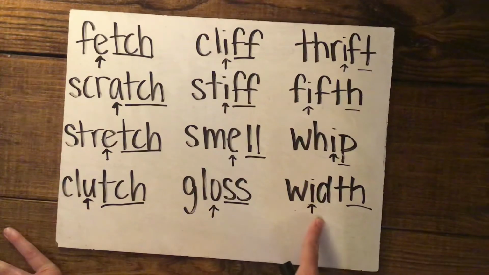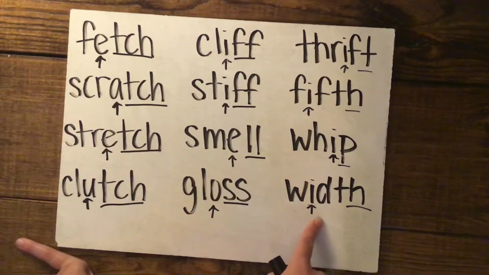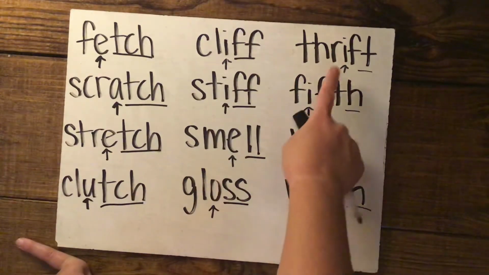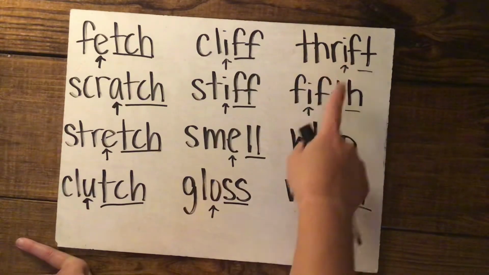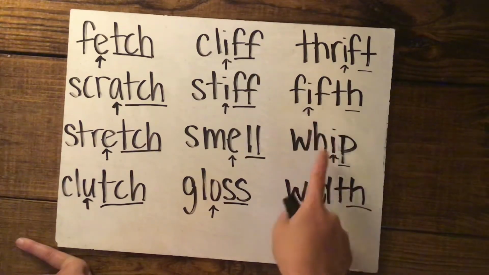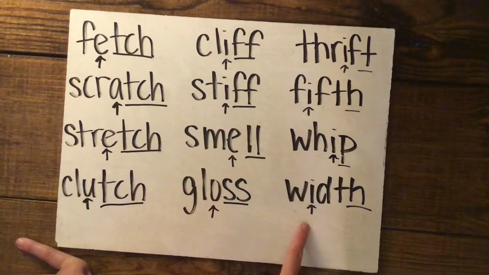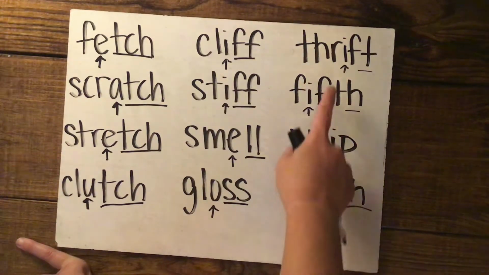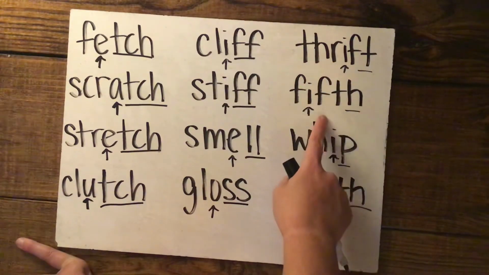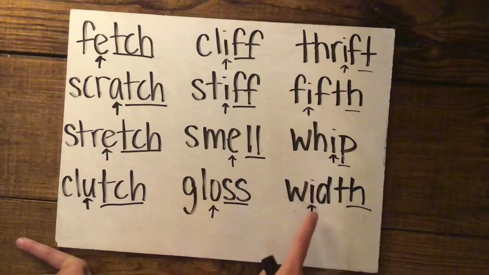All right, I'm going to read that one more time. You follow along silently to yourself. We have thrift, fifth, whip, and width. I'm going to do that one more time. Thrift, fifth, whip, and width.